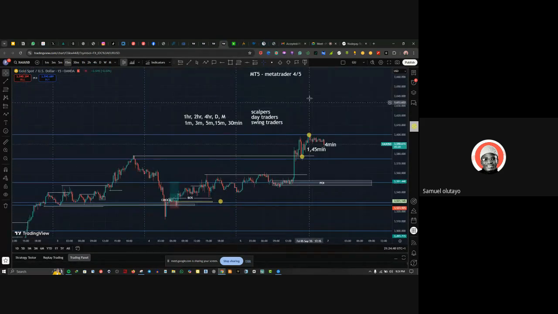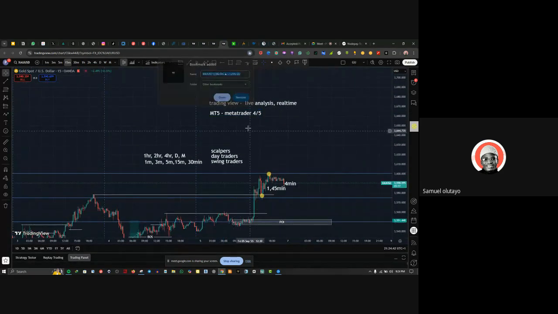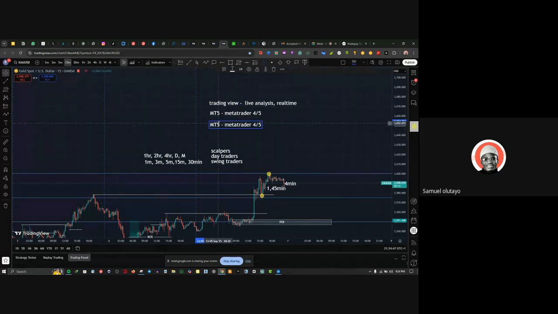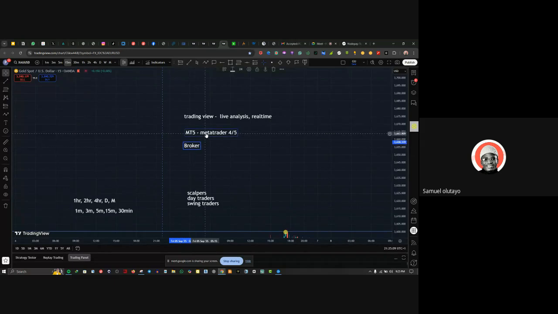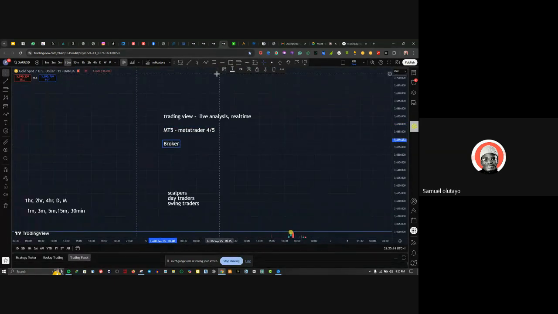So that's that. And then the third one that we are going to be using for our trading is a broker. We'll be needing a broker for our trading. So a broker, better explained, is like your bank, right? Your broker is like your bank. Your bank keeps your money. Yes or no? Right? Your bank keeps your money. So if you go to the bank and you deposit, maybe you put $100 in your bank, where is your $100 going to be? It's going to be with the bank. It's going to be with the broker, right?